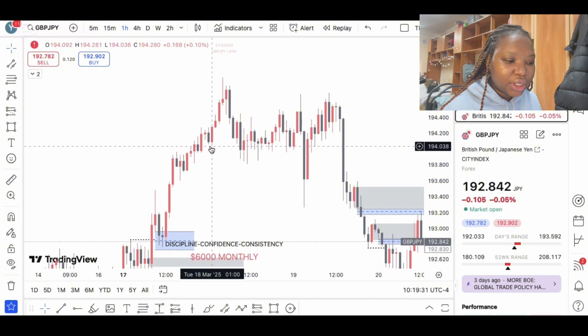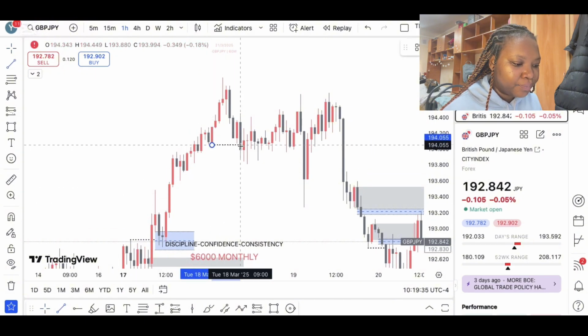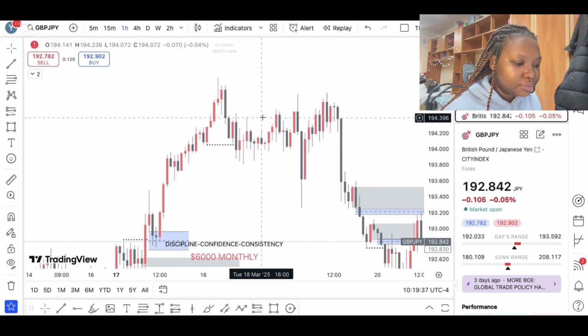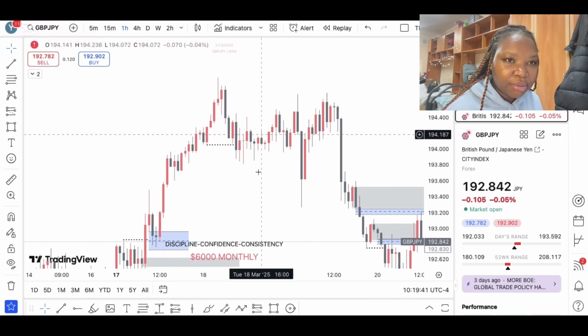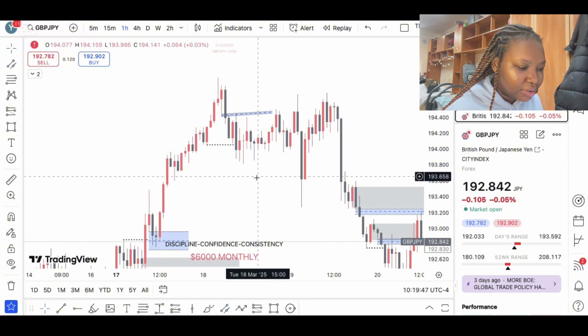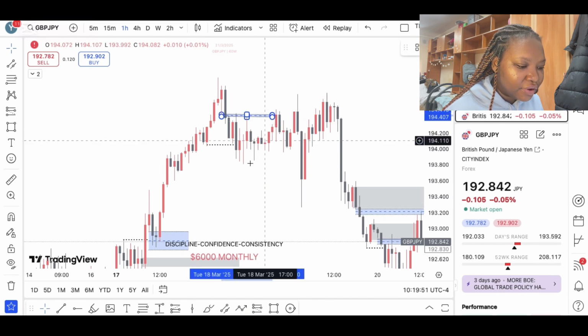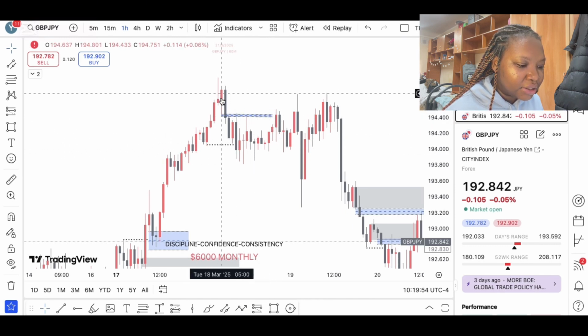Now let's look for another zone. We have this zone here. This is a change of character here, right? We have a very tiny fair value gap here, very tiny. We have this tiny fair value gap here. Price tapped into it. This is our order block here.